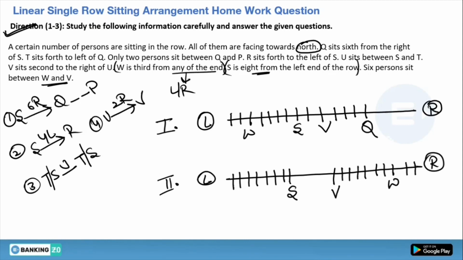And from Q right side also P can go, because we don't know the actual number of persons, so there can be more persons on the right side of Q also. Okay, so it is creating two possibilities over here also.